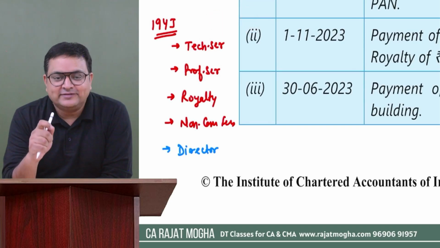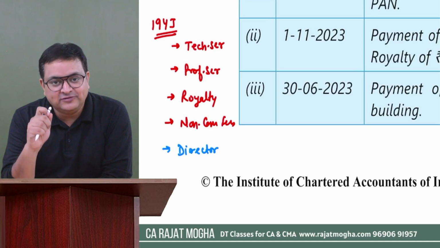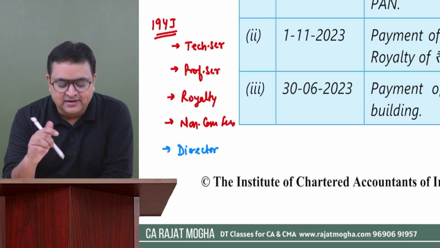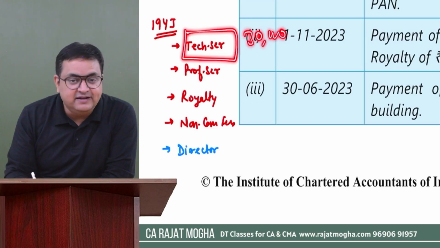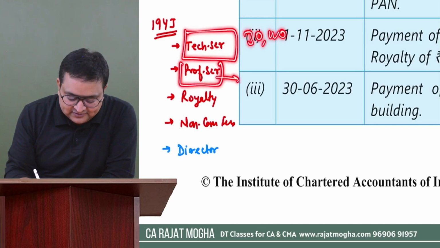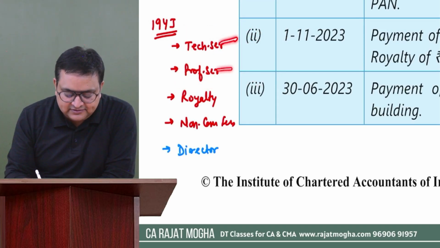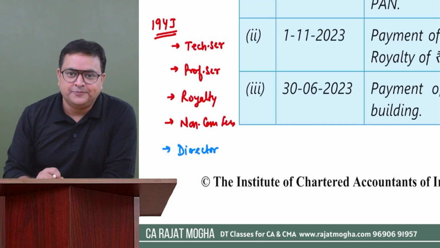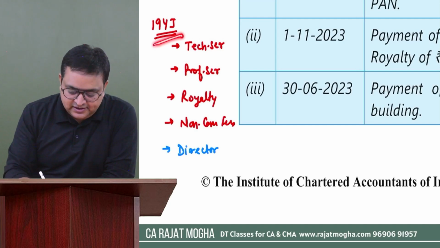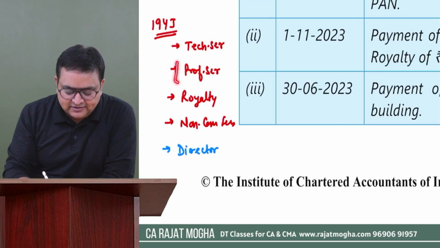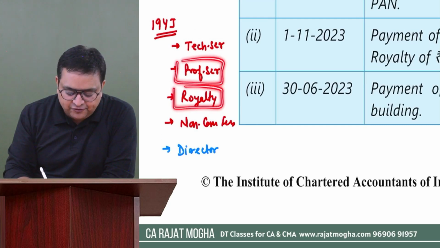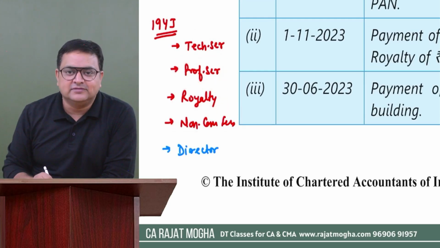And the important point is that this 30,000 you have to see for each type of payment specifically. For technical services, apply 30,000 separately, individually. For professional services, 30,000 individually. You cannot club technical services and professional services together. So 194J says you have to see this limit separately for technical services, separately for professional services, separately for royalty, separately for non-competing fees.